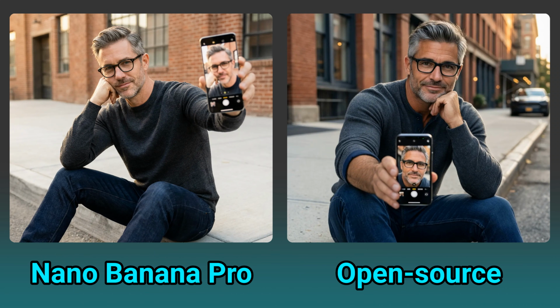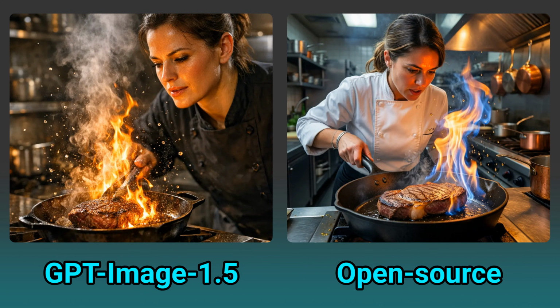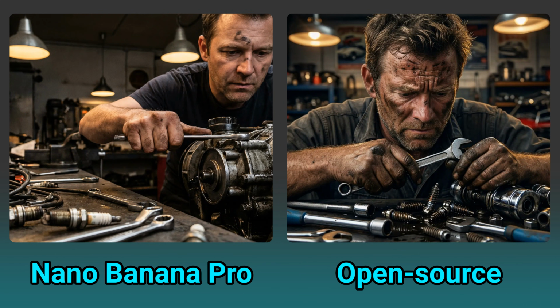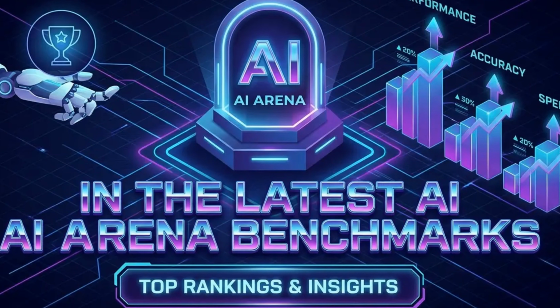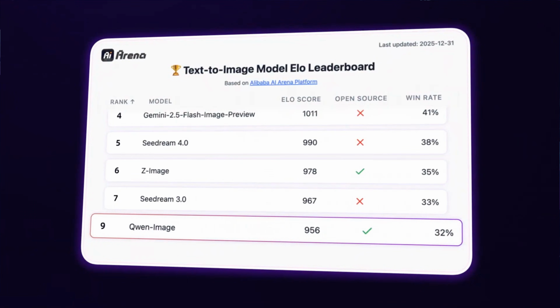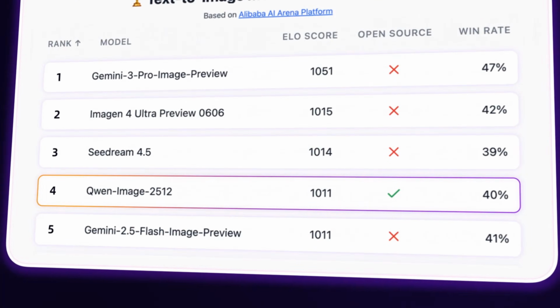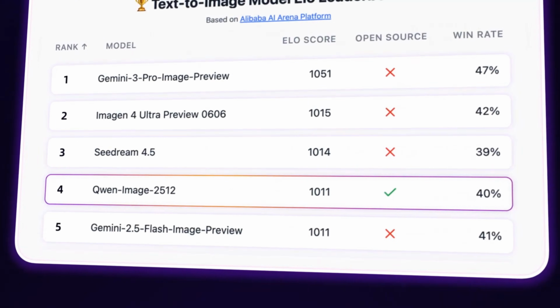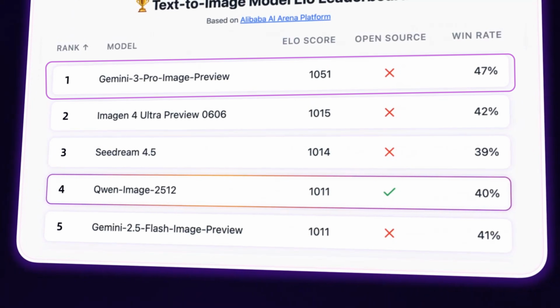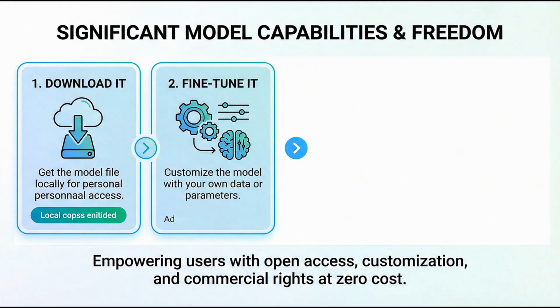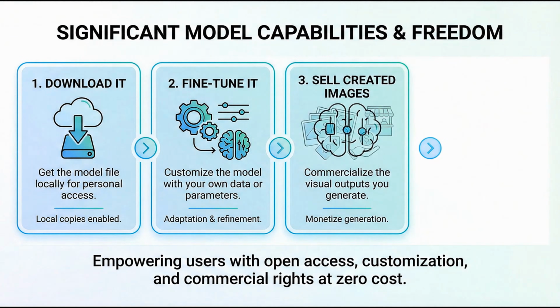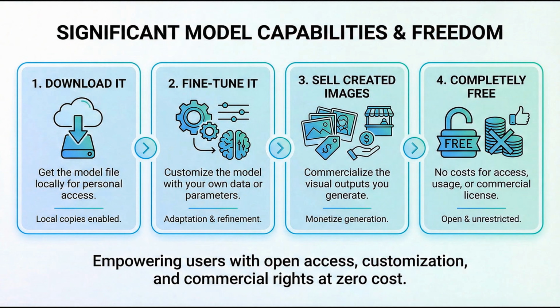What if I told you the quality gap between a free, open-source AI image model and the best proprietary ones has essentially disappeared? Look at this. In the latest AI Arena benchmarks, Alibaba's new model scored an ELO rating of 1011, within striking distance of Google's Nano Banana Pro at 1051. And here's what makes this significant. You can download it, fine-tune it, and even sell images you create with it, completely free.